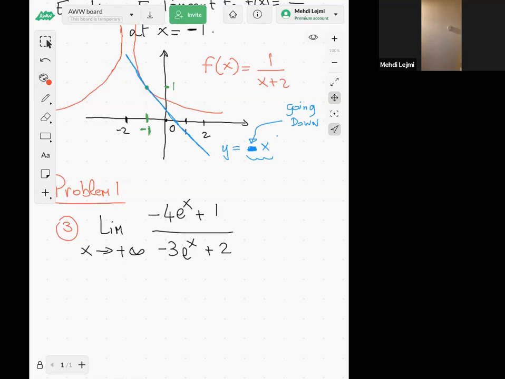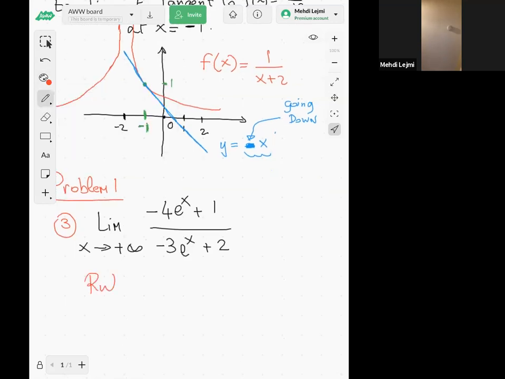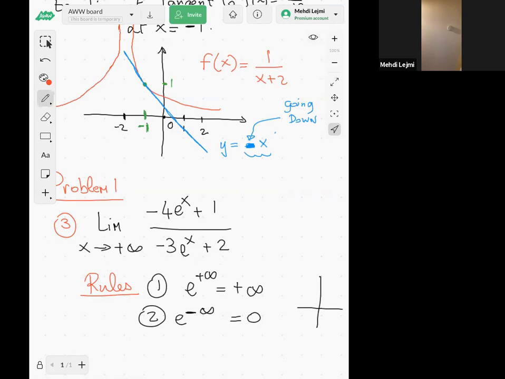Just to remind you of the rules: first, exponential of positive infinity is positive infinity, all right? And then exponential of negative infinity is zero. That's because of the graph of the exponential, which looks something like this. When you are at negative infinity, your exponential graph is very close to zero. And when you are at positive infinity, the graph of the exponential approaches positive infinity. So those are the two rules you need to know about the exponential. Now, you want to compute this limit.